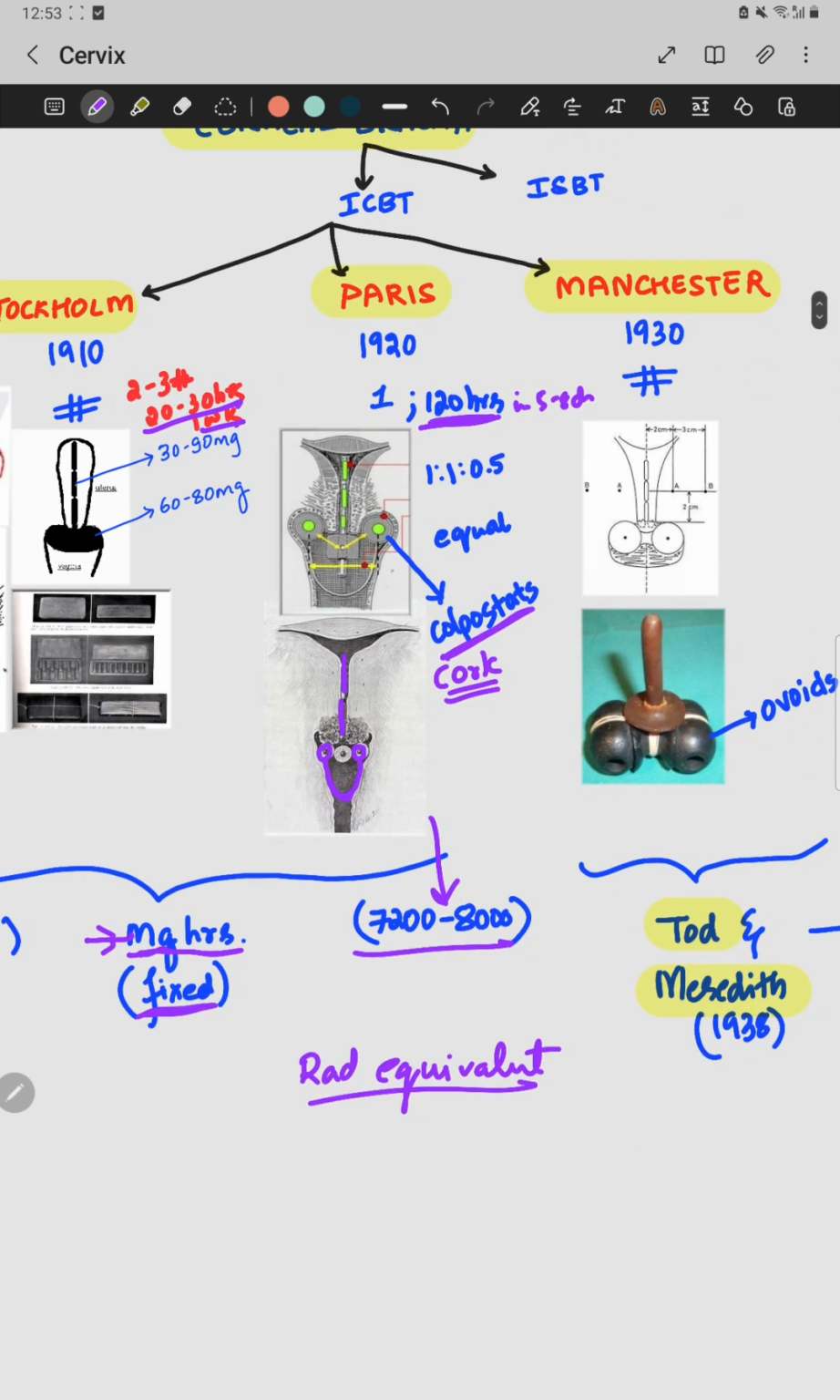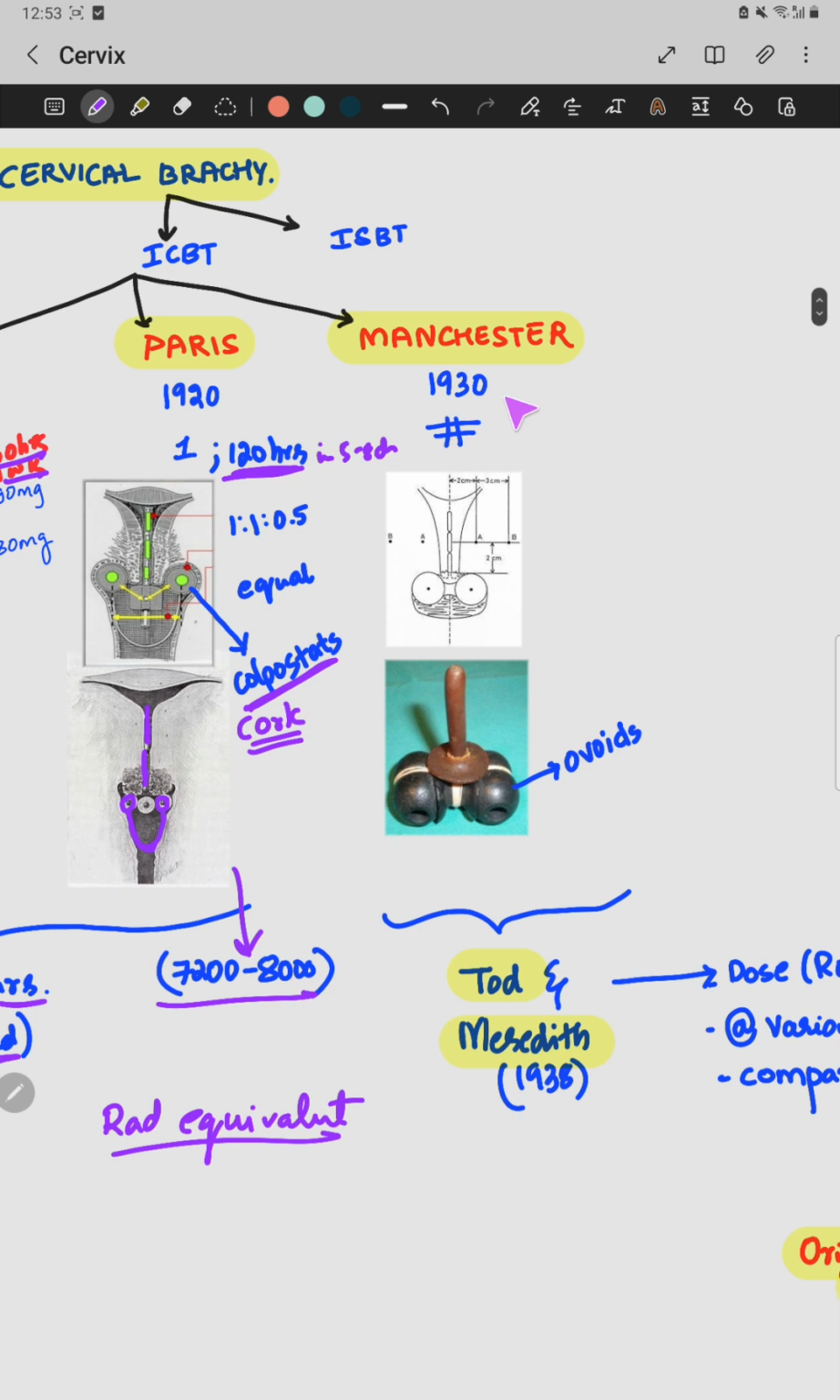They used to not calculate point wise, but when the Manchester system came in the 1930s, the Manchester system is a fractionated treatment. So it used to be given in two fractions, one week apart each, and each treatment used to last for 72 hours. This is the rubber tube that they used at that time, and these are called the ovoids, tandem rubber tubes in which they used to keep the intrauterine source.